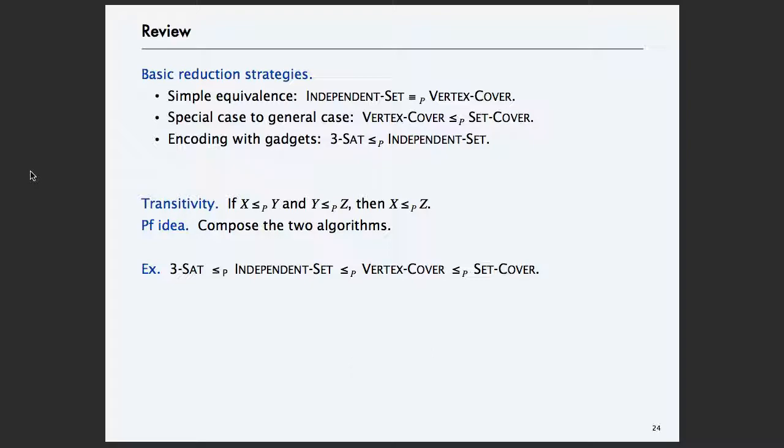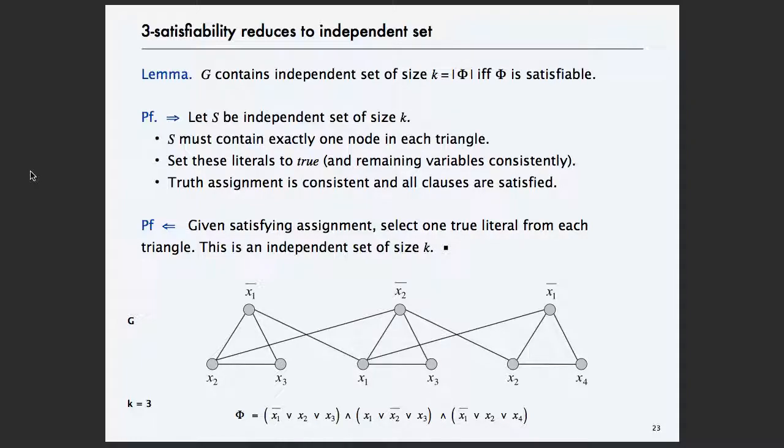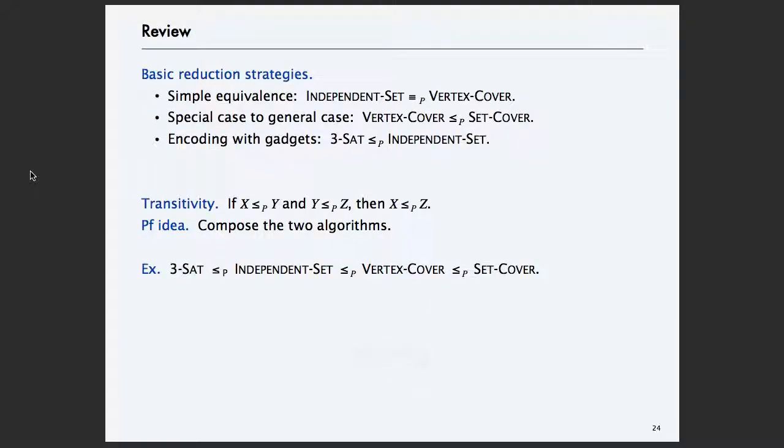So we have seen simple equivalents. They're basically the same thing. Vertex cover is a slightly less general case of set cover. So seeing how to do that. And then these things are called gadgets. These weird constructions, like the triangles in this case. And so if we encode with gadgets, we can do those things.